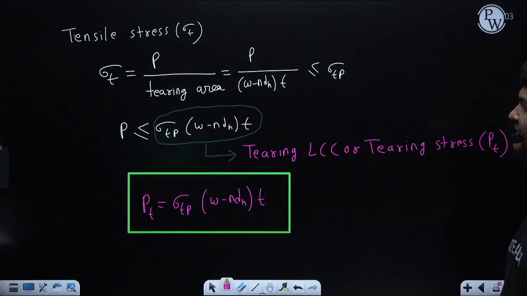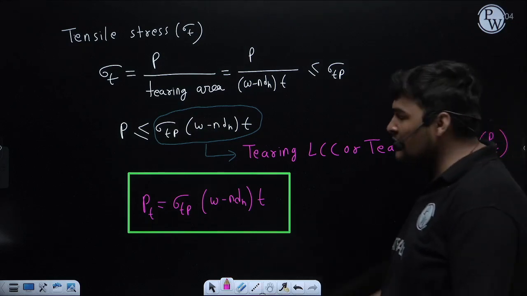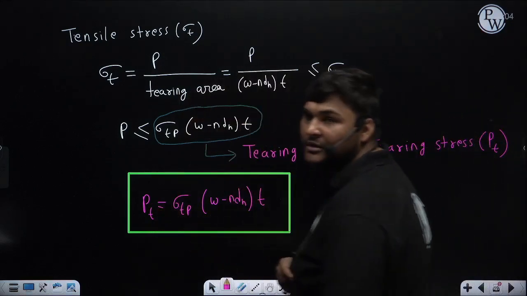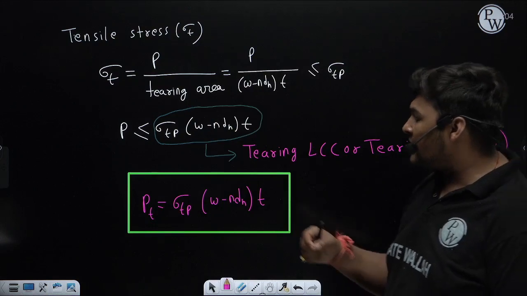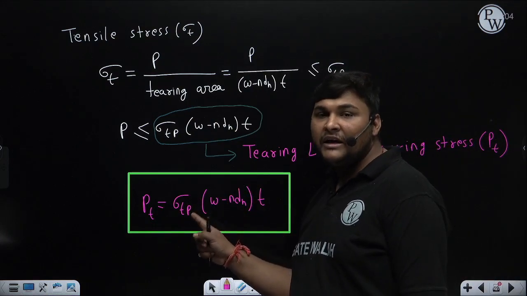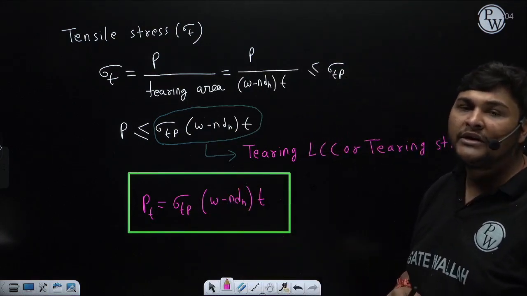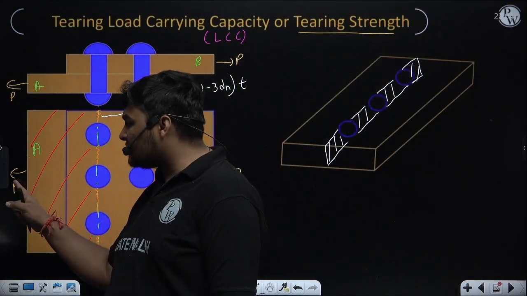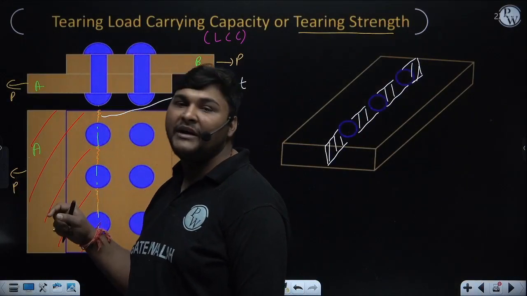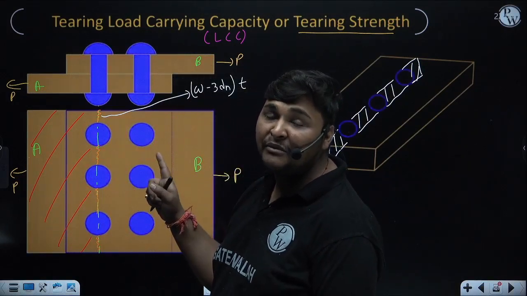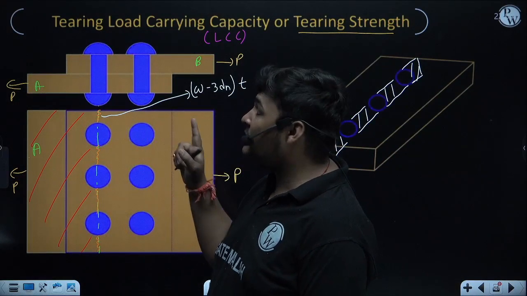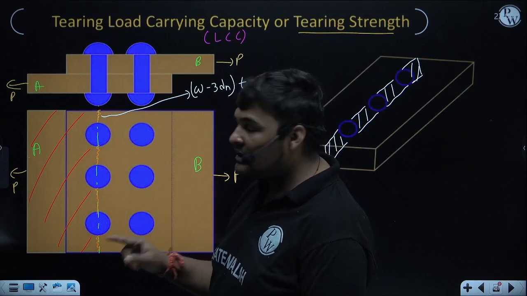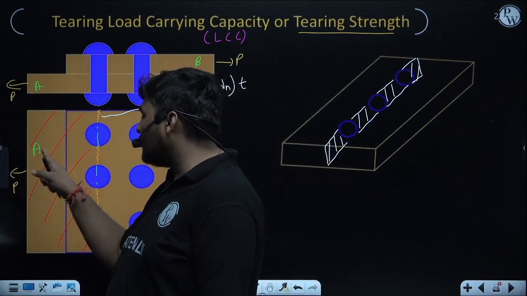If you want to avoid tearing failure, that load carrying capacity is known as tearing load carrying capacity. To calculate tearing load carrying capacity, equate sigma T with permissible into tearing area. How to calculate tearing area? For that, take the nearest row with respect to load P, if you are talking about plate A. I am discussing this when the number of rivets in each row are the same. Remember that. The nearest row with respect to this load P for plate A is this.